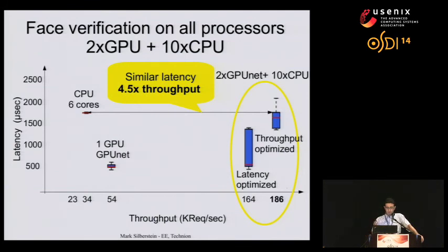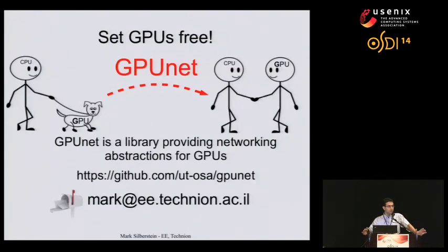So to conclude, we built a native GPU library with a socket API and reliable streaming. And I think we illustrated that CPUs and GPUs are now peer processors, and this kind of system design really allows us to simplify the programming model and achieve high performance. Thank you very much.